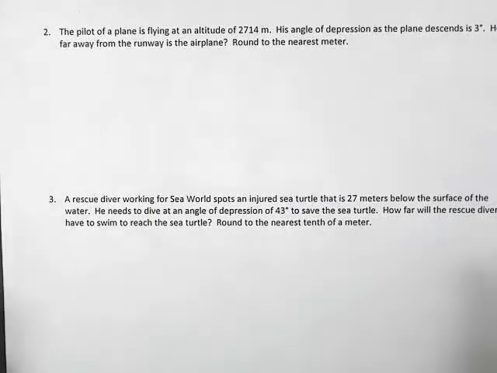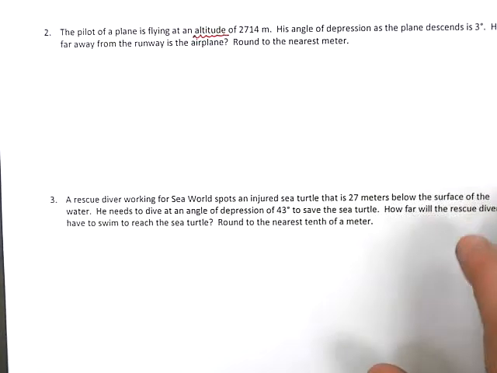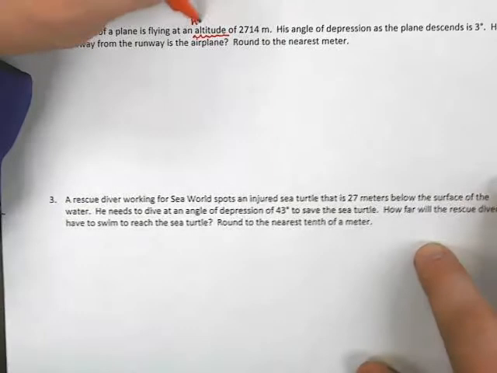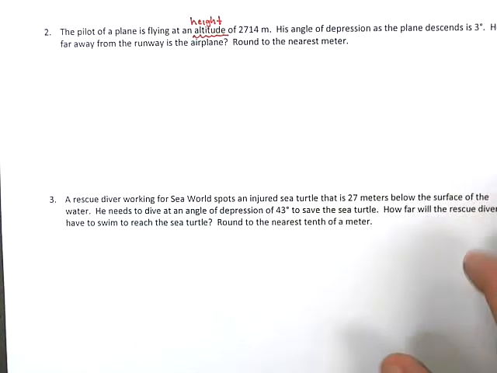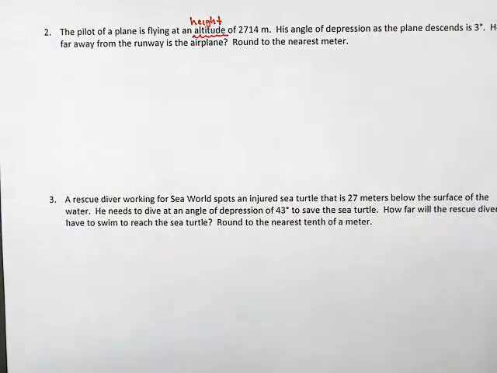The pilot of a plane is flying at an altitude of 2714 meters. Altitude, anyone remember? What do we know about altitude? Anyone fly on planes a lot? Altitude is just height. All right. And then we know that the angle of depression as the plane descends is 3 degrees. So how far away from the runway is the airplane?